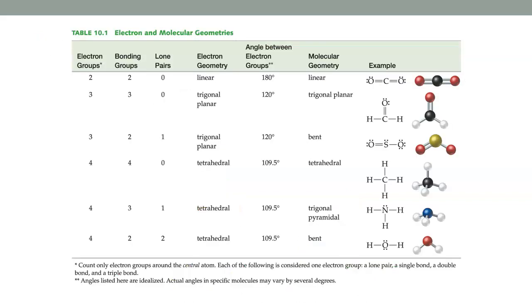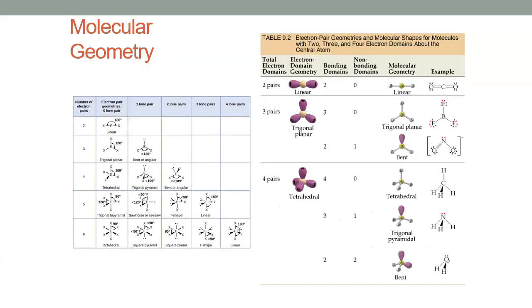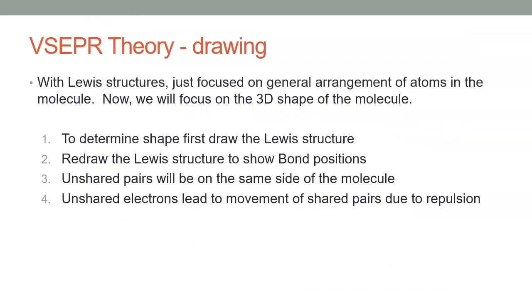Here's another table from your book that explains this. It looks at linear geometry, trigonal planar if you have 0 lone pairs or 1 lone pair, and then tetrahedral if you have 0, 1, or 2 lone pairs. Here's some more resources that you can use. This is showing the same thing as before, just making sure that you understand that electron geometry is where the electrons actually are, and molecular geometry refers to where the atoms are.